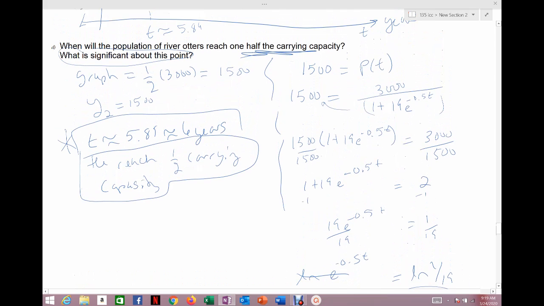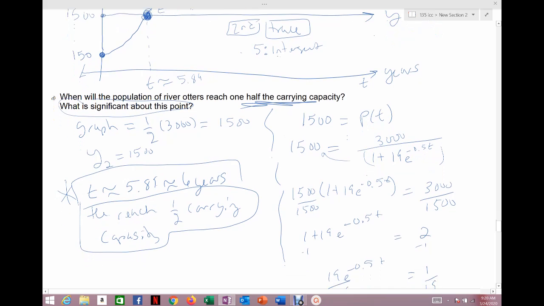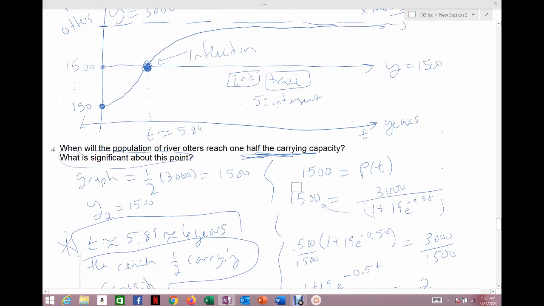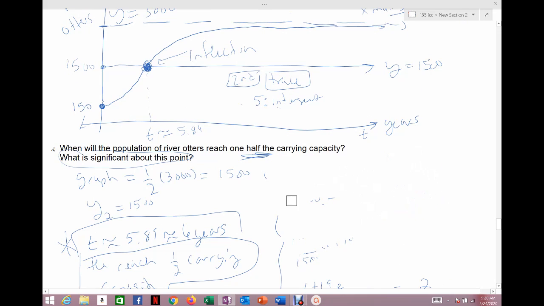All right, so it's up to you, by hand or graphically. Now we're going to talk about why that inflection point is significant. I'm going to look at the graph to talk about it. So give me a second while I erase this. All right, so remember, at half the carrying capacity, in about 6 years, that's the inflection point. Inflection is at t about 6 years.